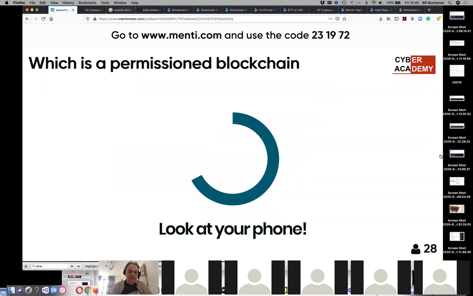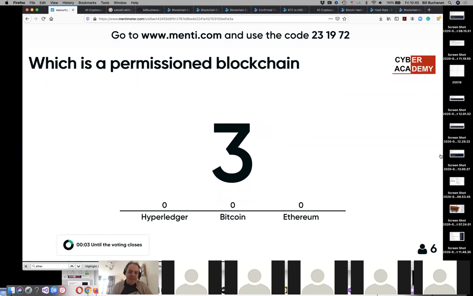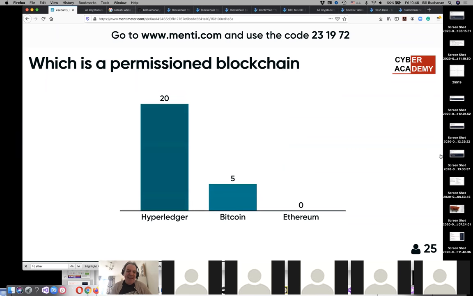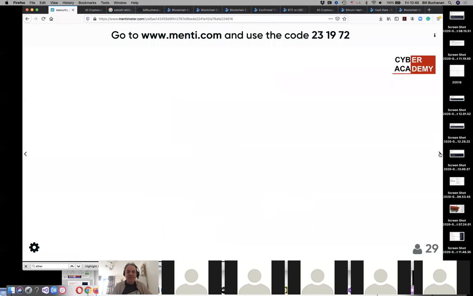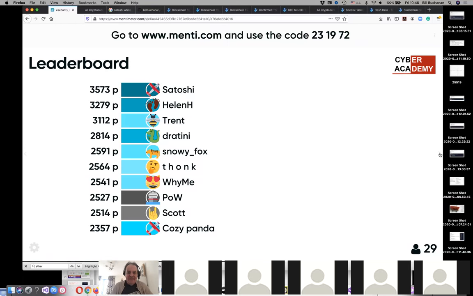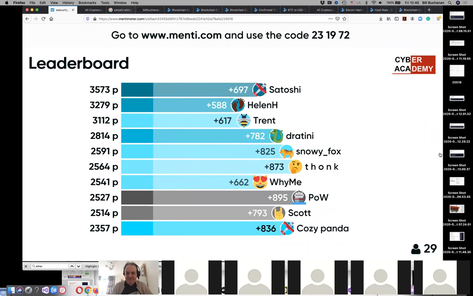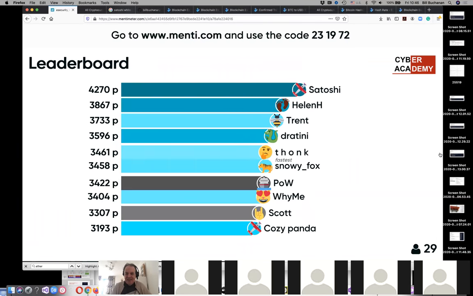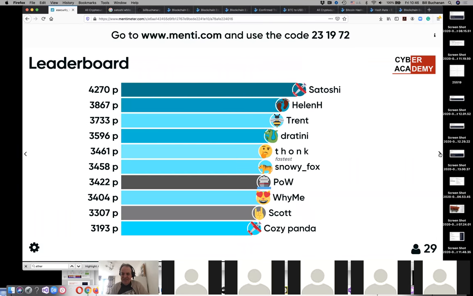Next one, which is a permissioned blockchain: Hyperledger, Bitcoin, or Ethereum? Quickly, quickly, quickly. Hyperledger is a permissioned blockchain. Ethereum and Bitcoin are permissionless. Anybody can do whatever they want on those networks. Hyperledger is permissioned. Snowy Fox did well there. Didn't change that much at the top.